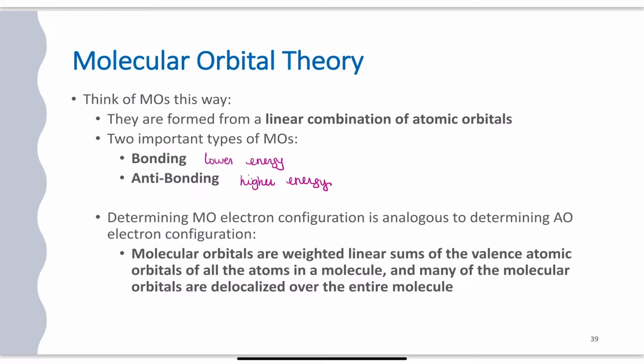So you're going to determine the molecular orbital electron configuration. To do this, it's analogous to determining your atomic orbital electron configuration. Molecular orbitals are weighted linear sums of the valence atomic orbitals of all the atoms in a molecule, and many of the molecular orbitals are delocalized over the entire molecule. That probably means nothing to you right now, and that's okay, because we're going to see how it's applied. But basically, we take those atomic orbitals, where we put the electrons in from your electron configuration, we mix it together and see how it comes together for a molecule itself.